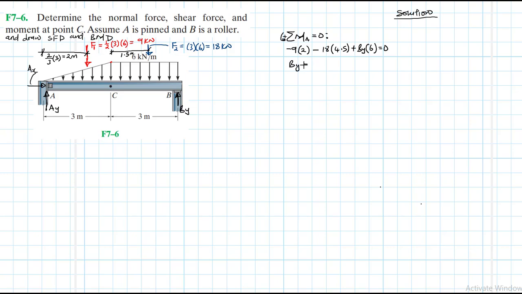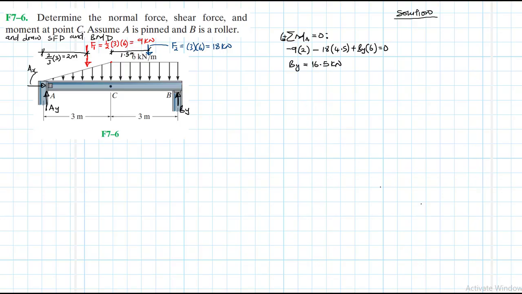By is therefore going to be equal to, if we did the calculation, minus 9 by 2, minus 18 by 4.5, okay, and then this divided by 6. Then we have 16.5 kilonewtons. Let me just repeat this. Minus 9 by 2, minus 18 by 4.5, and then divided by 6, 16.5.